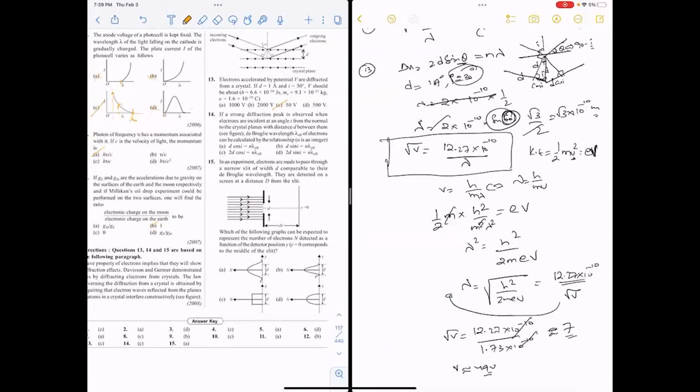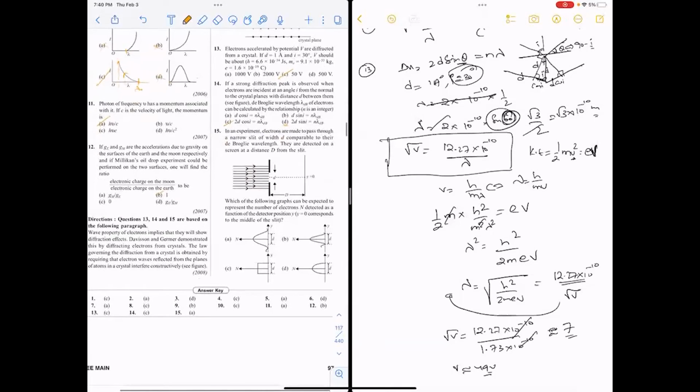So 14th one he gave, I guess. 14th one. If a strong diffraction peak is observed when electrons are incident at I from the normal d. So basically, instead of sine theta, we should put cos I. So 2d cos I is n lambda. 2d cos I is n lambda. Basically, in a flow, people go with sine theta. So sine I, they will mark option D, but that is wrong. That is sine theta. So sine 90 minus I, which is cos I.